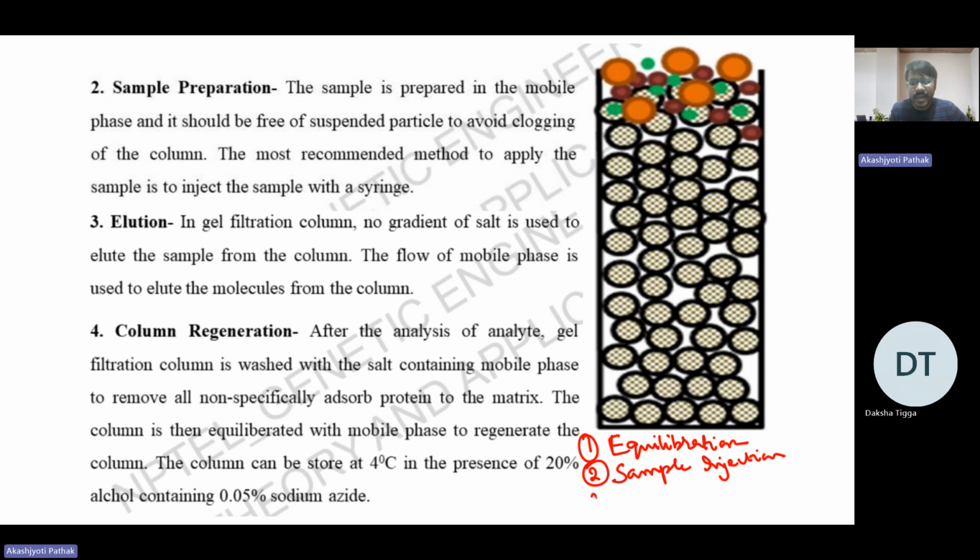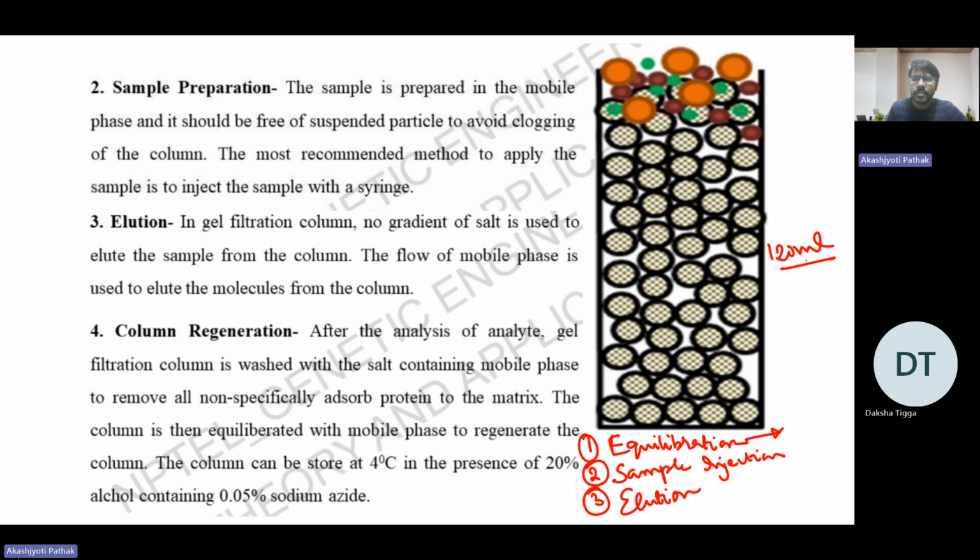We have used an ÄKTA instrument, this FPLC instrument, fast protein liquid chromatography. If you have done an SEC, then you will see that there are three main steps here: an equilibration step, a sample injection step, and the elution step. So in the equilibration step, if your column volume is, for example, 120 ml, then you have to pass 120 ml through that column so that your entire column gets equilibrated with the buffer in which your protein is present.